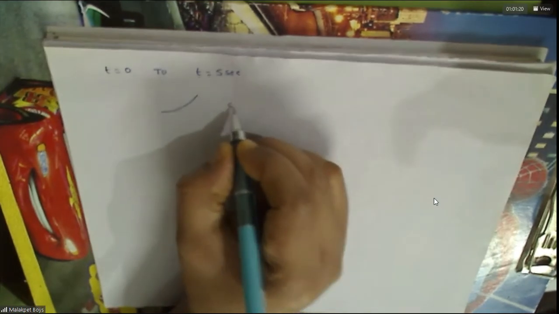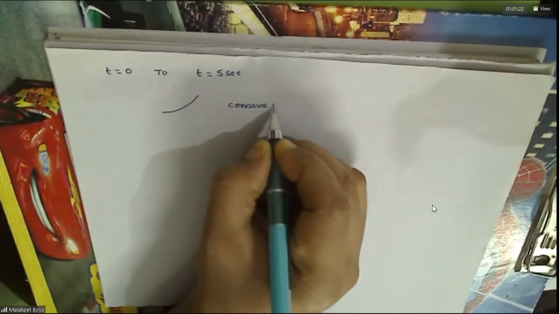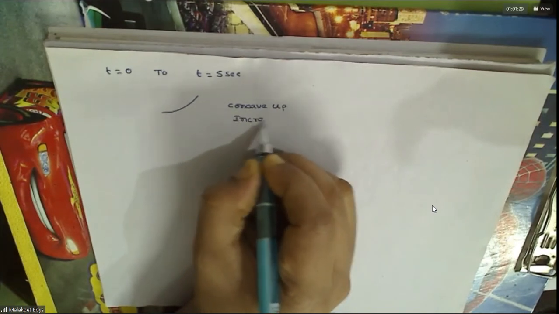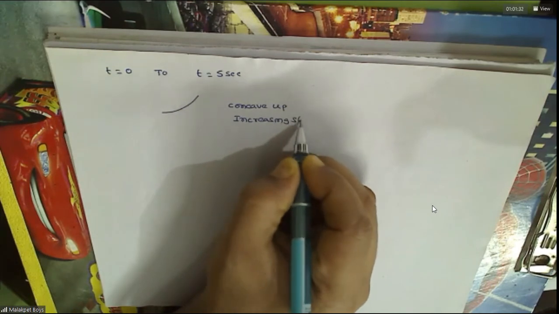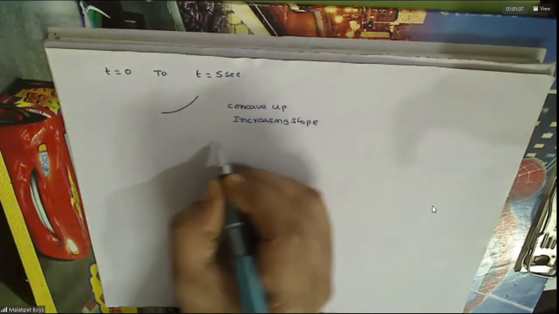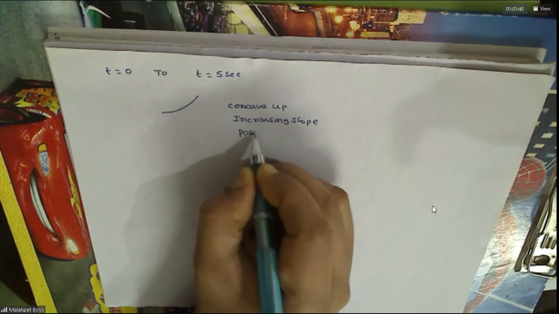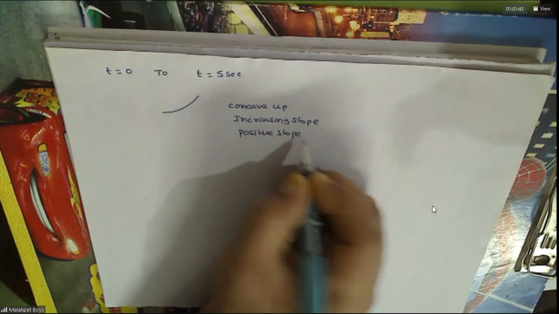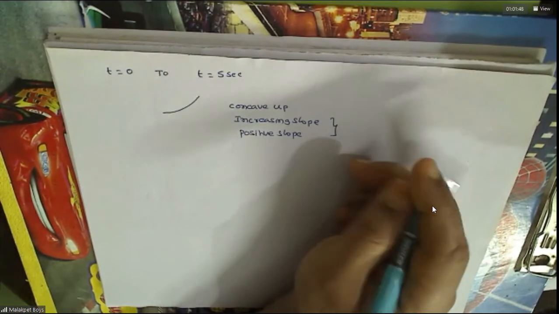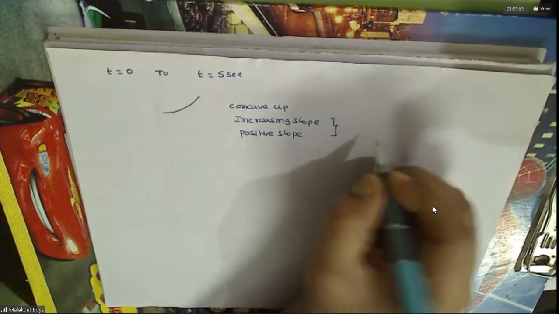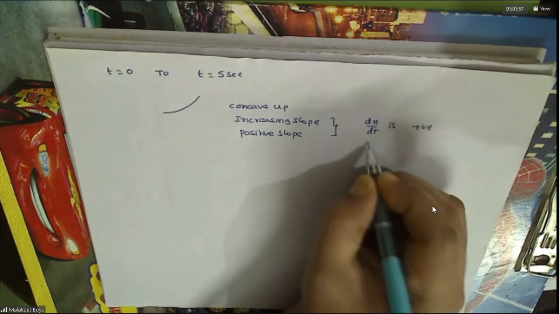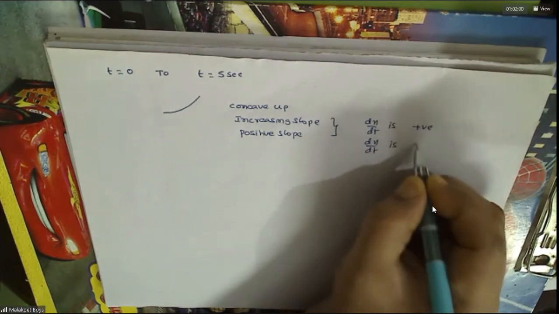This is nothing but concave up. What is this? Increasing slope, no? Remember this? Okay, so on the curve, this is the displacement versus time. What is the slope here? dx by dt is positive and dx by dt is increasing.